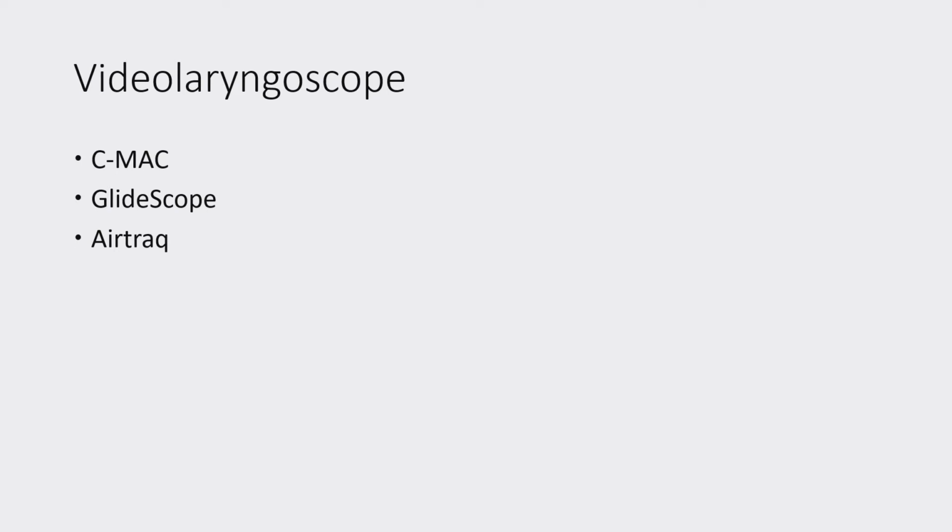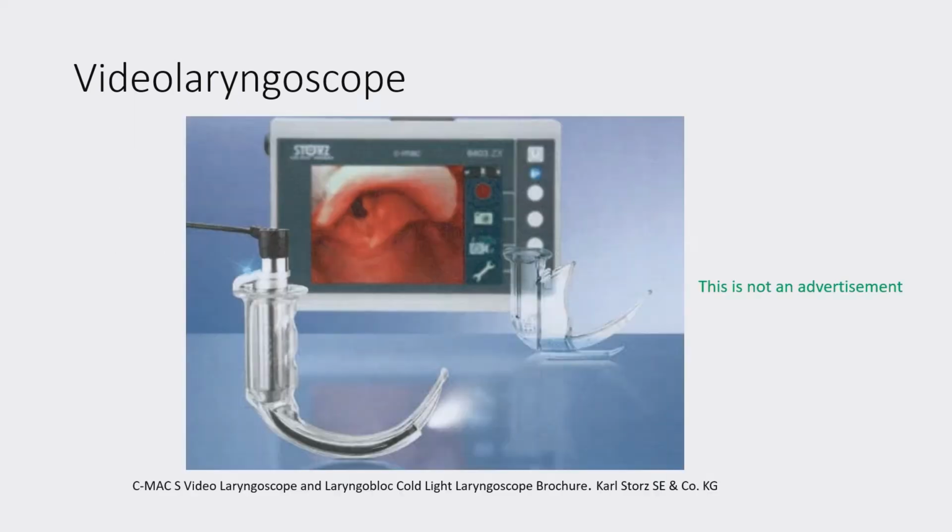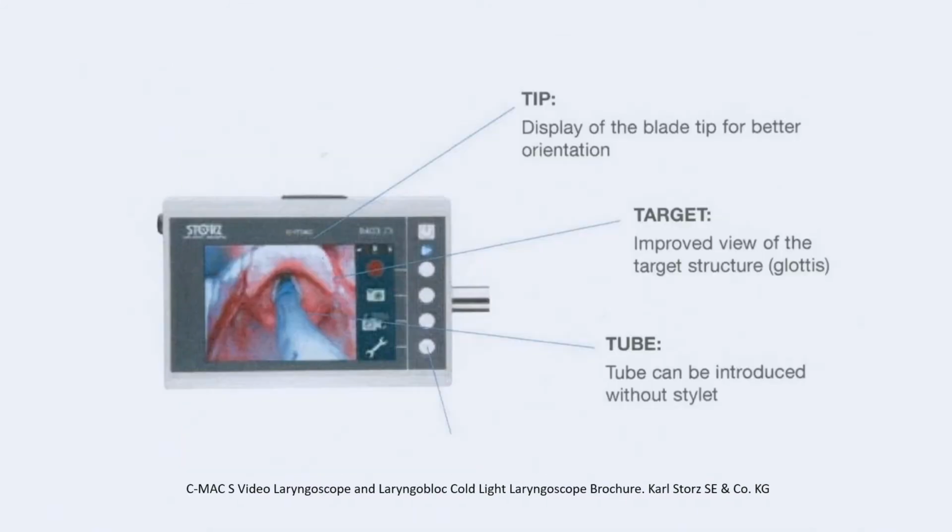The next equipment that I'm going to talk about is the video laryngoscope. We are going to talk about three of them. That include C-MAC, GlideScope, and Airtraq. One model of video laryngoscope is C-MAC. From this picture, you can see that there is a laryngoscope and a screen with an electric cable connecting the two. And the image can be seen on the screen. During intubation, we can manipulate the laryngoscope so that the glottis is in the center of the screen, and then we can manipulate the tube for intubation.